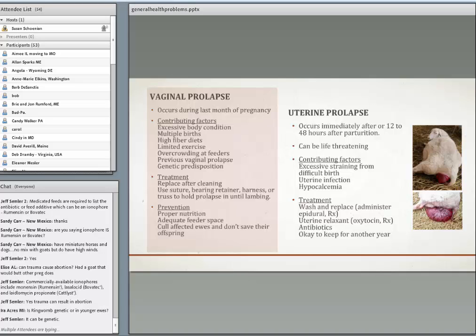And you really shouldn't keep her. She's likely to prolapse again. It happens mostly in younger ewes. And ideally you shouldn't save her offspring, because there is a genetic component.